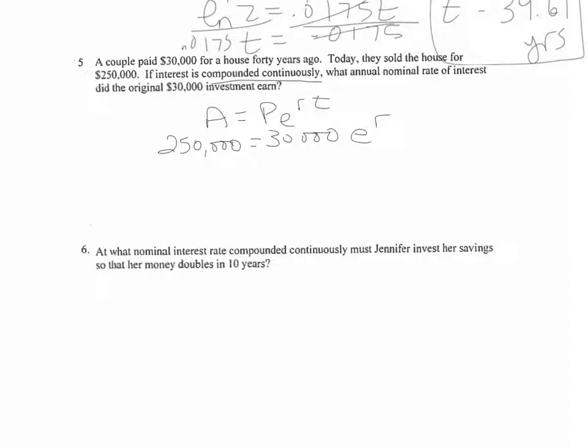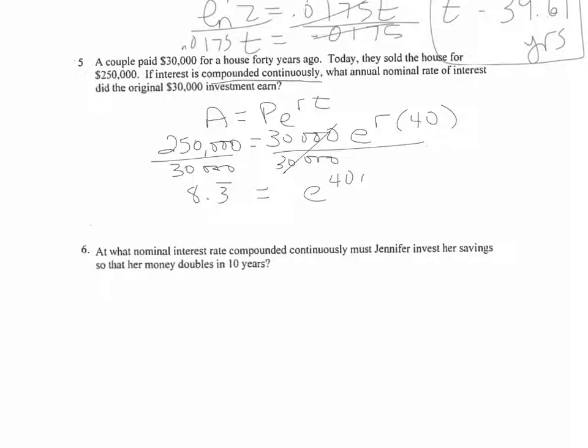And what goes in for T? How many years ago did they buy the house? 40. They lived there a long time, didn't they? Okay, what do we do now? Divide both sides by 30,000. And if we do that, we come up with something like 8.3 repeating. Very good. Equals e raised to the 40r power.